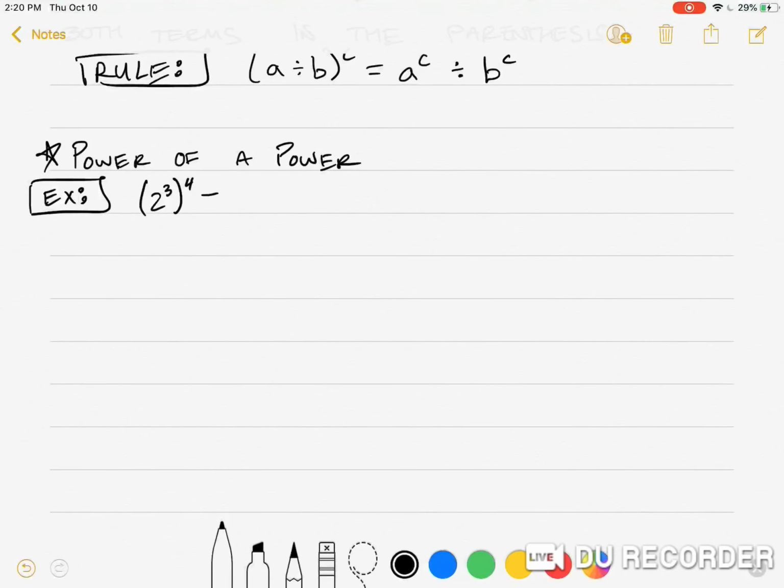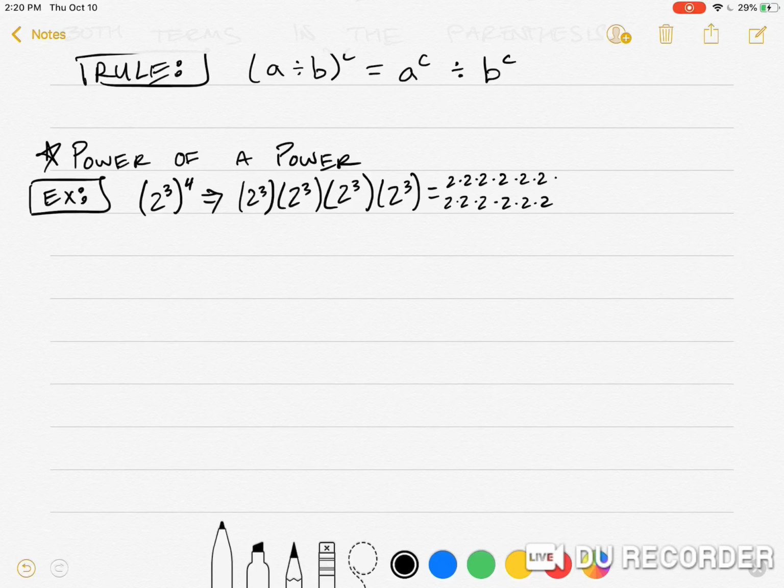And this one's different than the other rules we've seen because it's saying we've got 2 to the third power times 2 to the third power times 2 to the third power. It's saying we've got 2 to the third power times itself 4 times. So one more times 2 to the third power. Okay? Now, this turns into 2 times 2 times 2 times 2 times 2 times 2 times 2 times 2 times 2 times 2 times 2 times 2. So you will notice that we have 12 2's. So it's 2 to the 12th power.